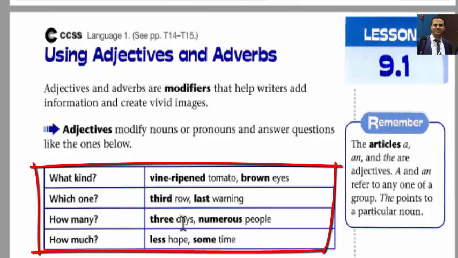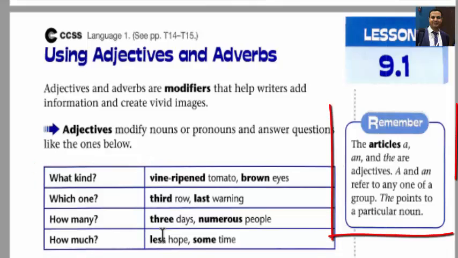Three days and numerous people, the adjectives here, the word three and the word numerous, they tell you how many. Less hope and some time. Less tells you how much, and also some tells you how much. So adjectives answer: what kind, which one, how many, or how much. So if there is a word that describes a noun or a pronoun and it tells you what kind, or which one, or how many, or how much, that is considered an adjective.